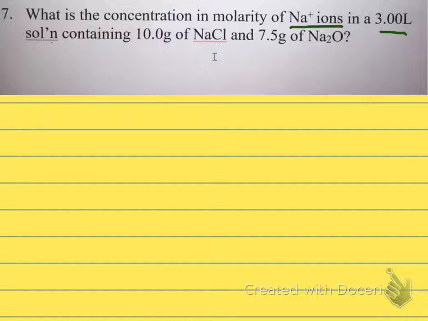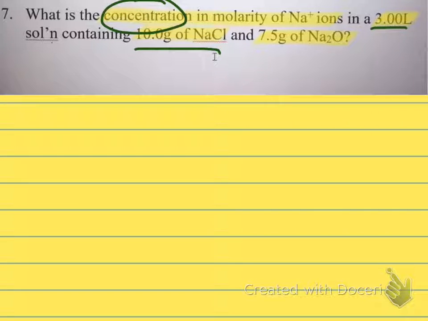So the first step, whenever you see a problem, is you need to underline or highlight the important information. So what we are looking for is the concentration, and we are given 3 liters and 10 grams of sodium chloride and 7.5 grams of sodium oxide.